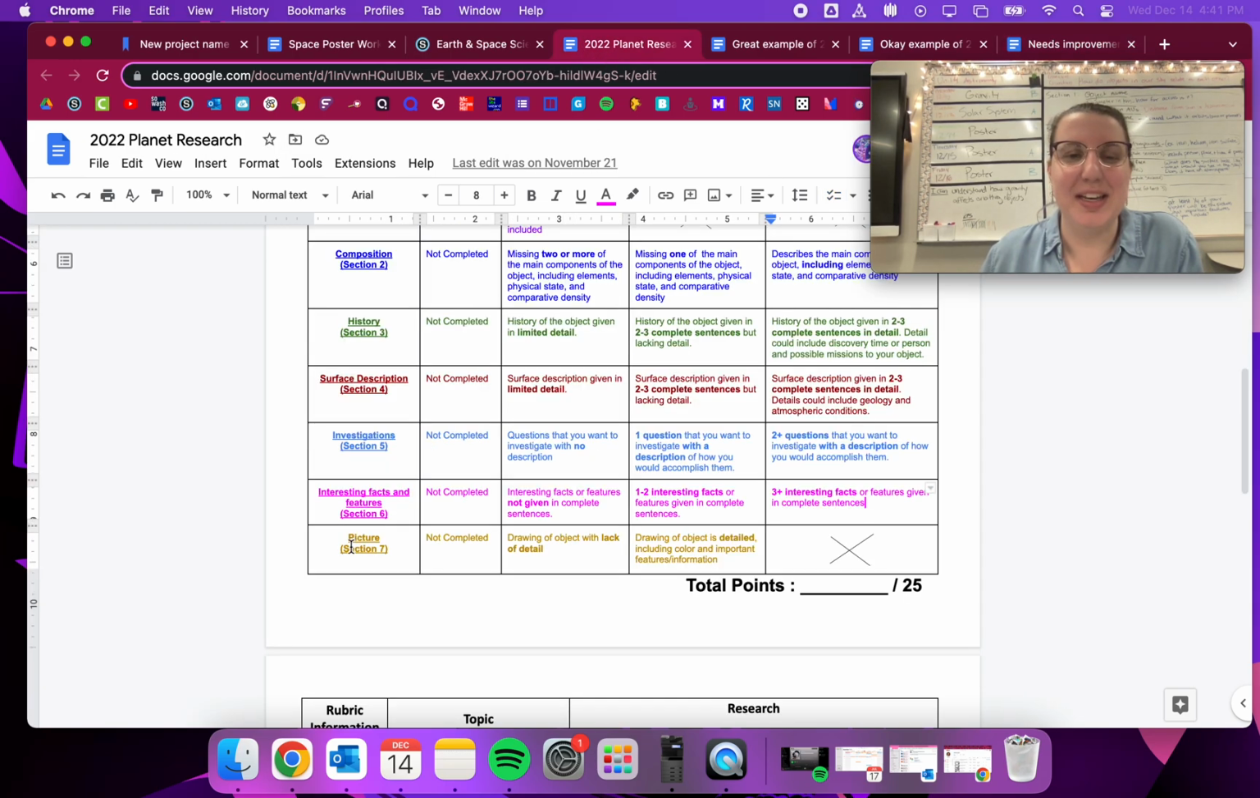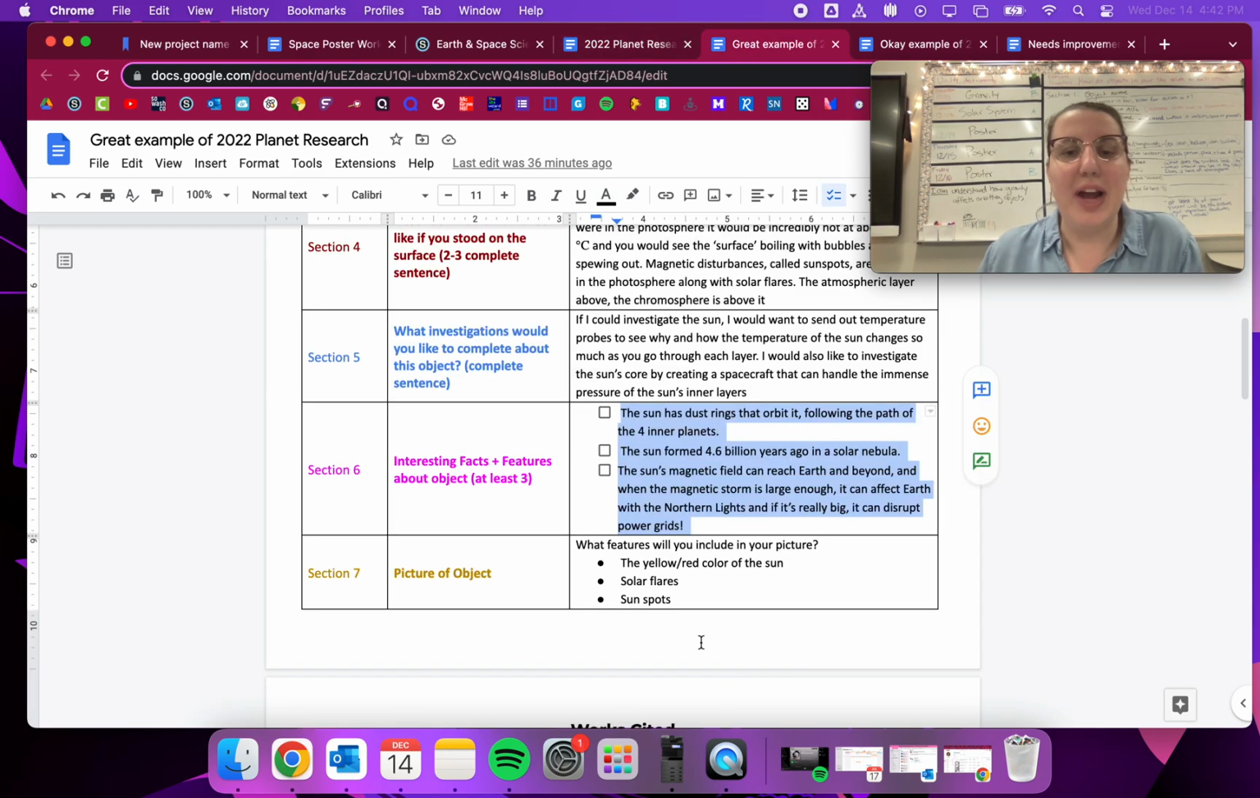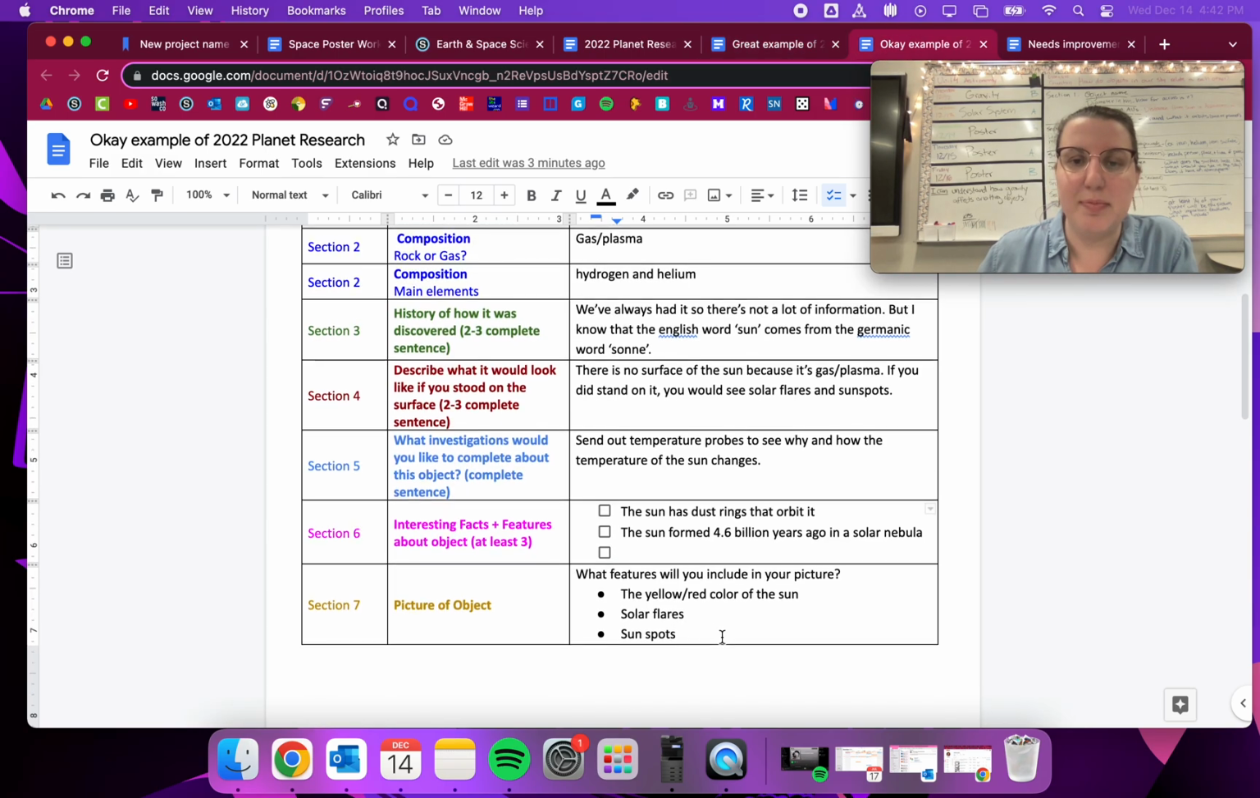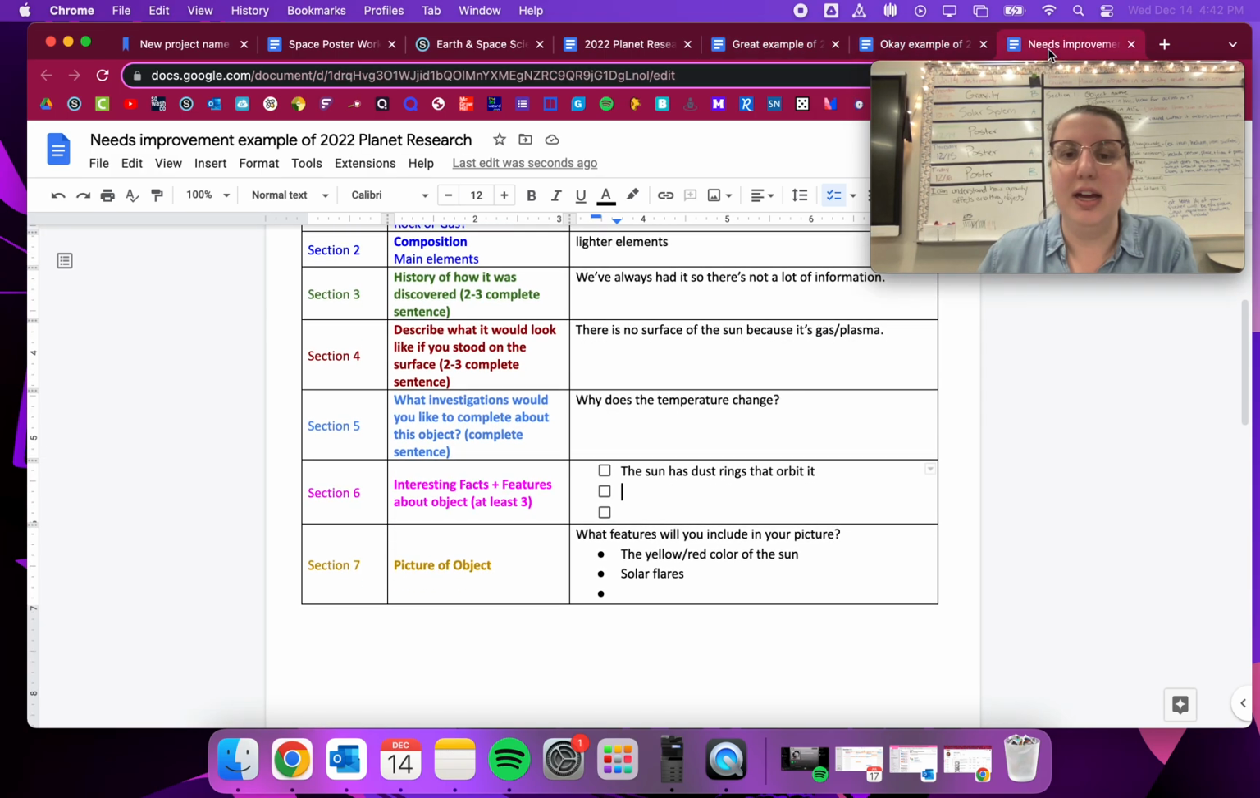And then lastly, picture, section 7. Drawing of object is detailed, including color and important features/information. For the research, you don't actually have to draw a picture. The picture is just going to be on the actual poster part. So you just have to tell me what features you are going to include. So I have the yellow-red color of the sun, solar flares, sunspots. For an okay example, same thing. And then for needs improvement, I only have 2 things there.